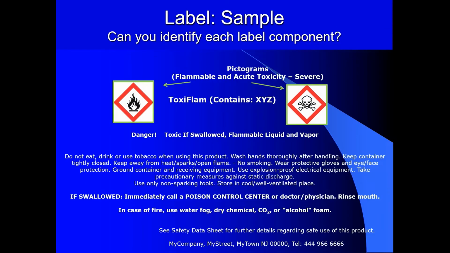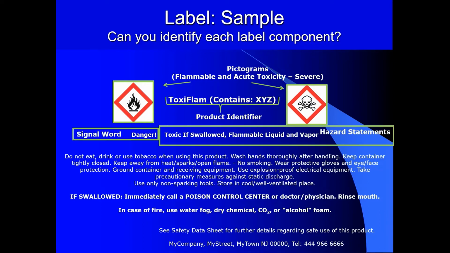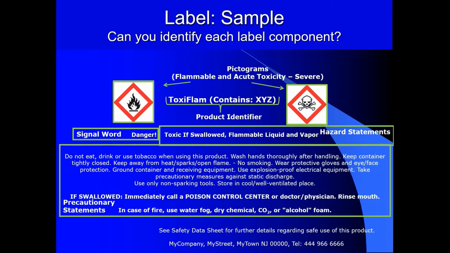Sample label, and we'll go through this. Can you identify each label component? So here identifies all the different types of labels that we may have. So we have the pictogram labels here, either side. So we have a severe, flammable, and acute toxicity severe. The signal word here is danger.